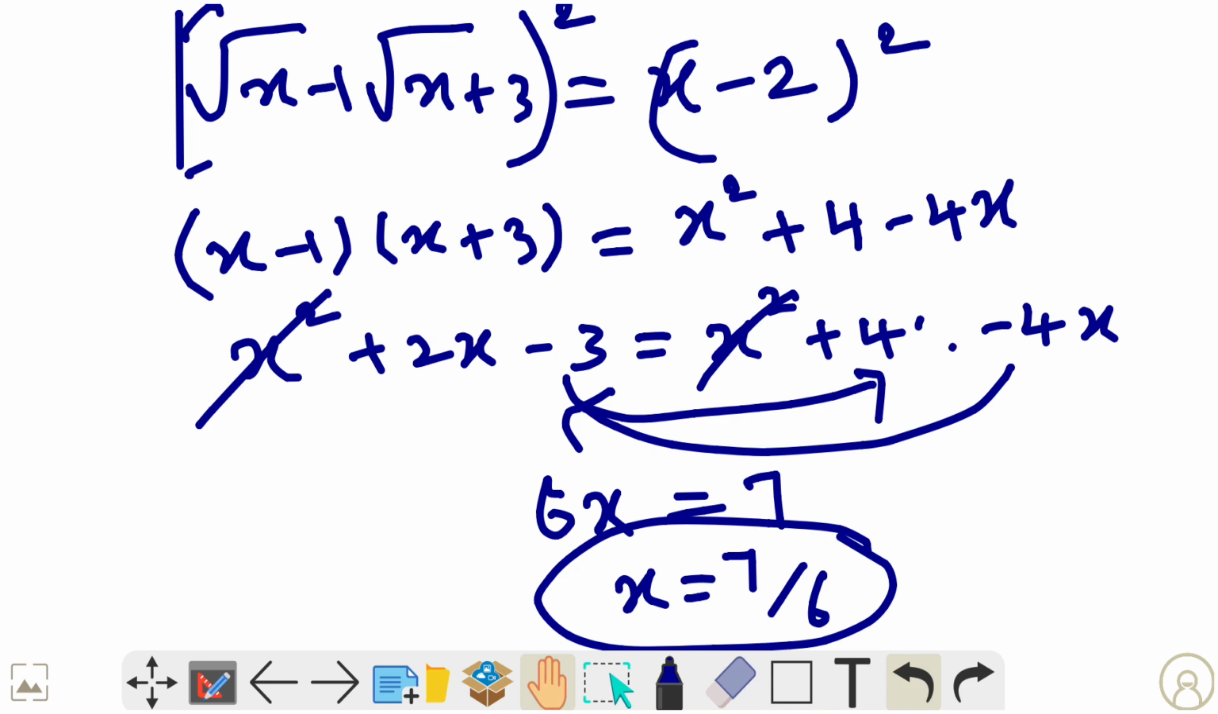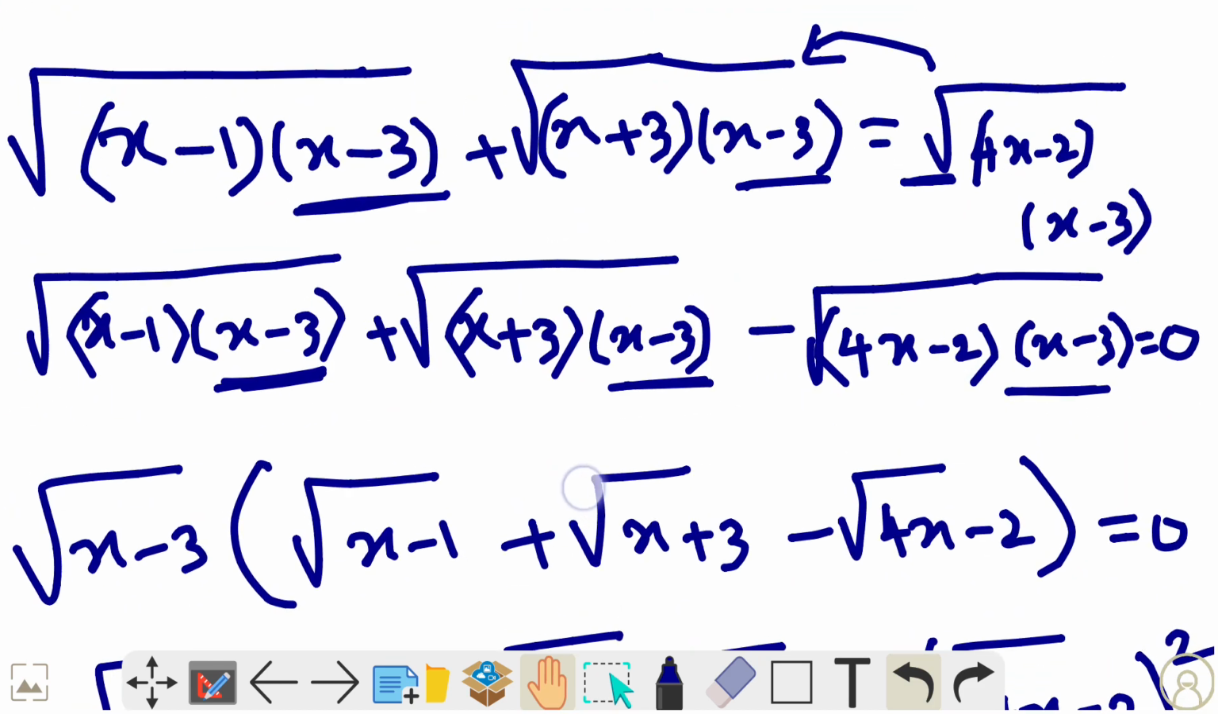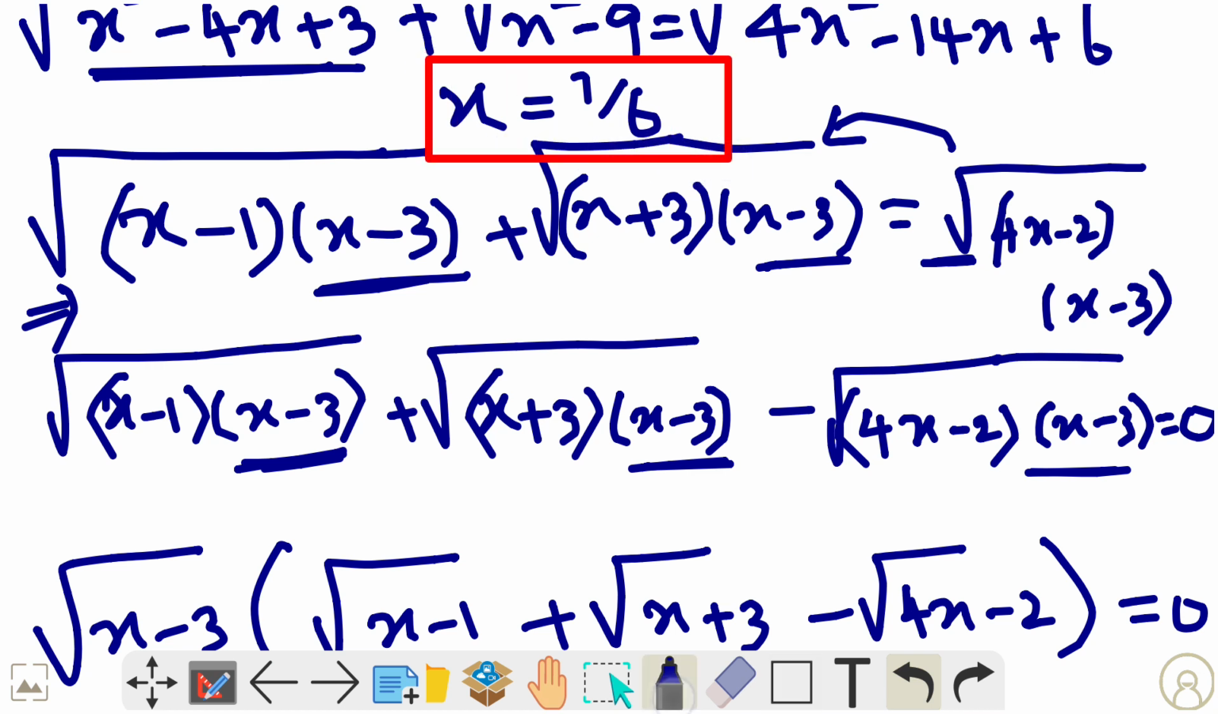So here we got x equal to 7 by 6, but just come here. I'm going to find the domain. Lastly we found x equal to 7 by 6, so I just wrote here x equal to 7 by 6. Now I'm going to find the domain. Here the domain is obviously 3 and minus 1. So minus 1, 0, 1 goes like this on a number line, and here 3, 4, 5, 6 to infinity.